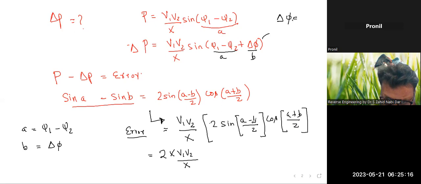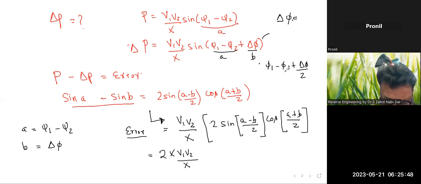Now you see this sine A minus B. So what is the value of A? A is psi 1 minus psi 2. B is this. So A minus B would be how much? It would be psi 1 minus psi 2, plus del phi by 2, right?